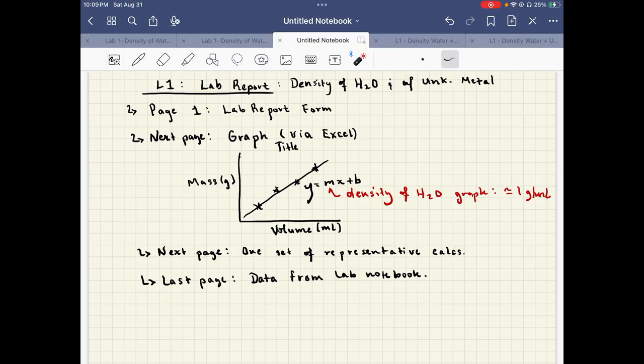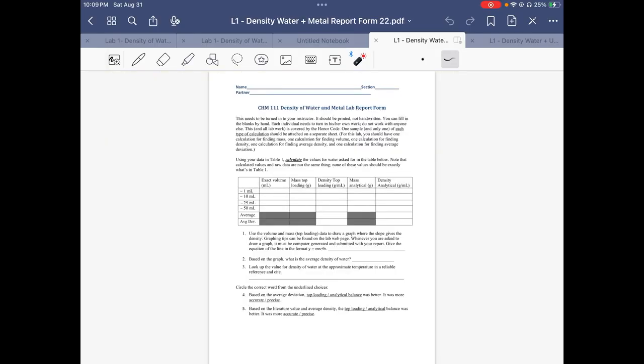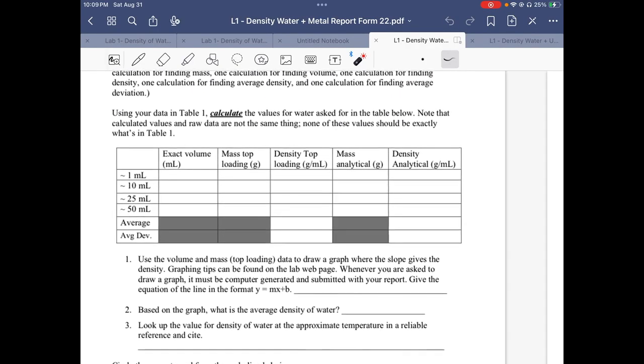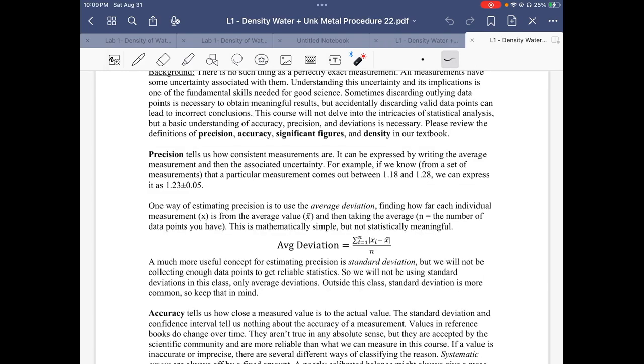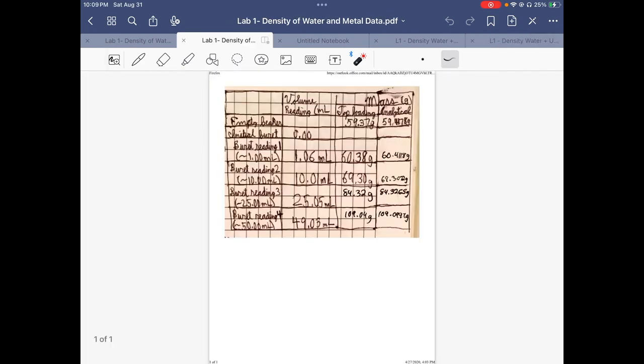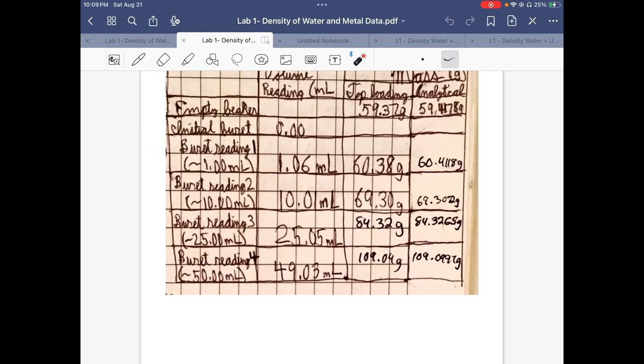Notice here, one of the things you're going to do is go to your lab report form. So we'll start off with your lab report form. The very first thing that you note is it says, using data in table 1, calculate the values for water asked for in the table below. The calculated values and raw data are not the same thing. What that means, I'm going to show you with the data that I have. And here's the data that I have.